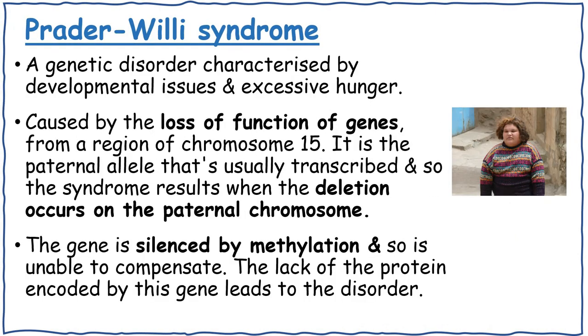Prader-Willi syndrome is a genetic disorder characterised by developmental issues and excessive hunger. It's caused by the loss of function of genes from a region of chromosome 15. It is the paternal allele that's usually transcribed, and so the syndrome results when the deletion occurs on the paternal chromosome. The gene is silenced by methylation and so is unable to compensate, and the lack of the protein encoded by this gene leads to the disorder.